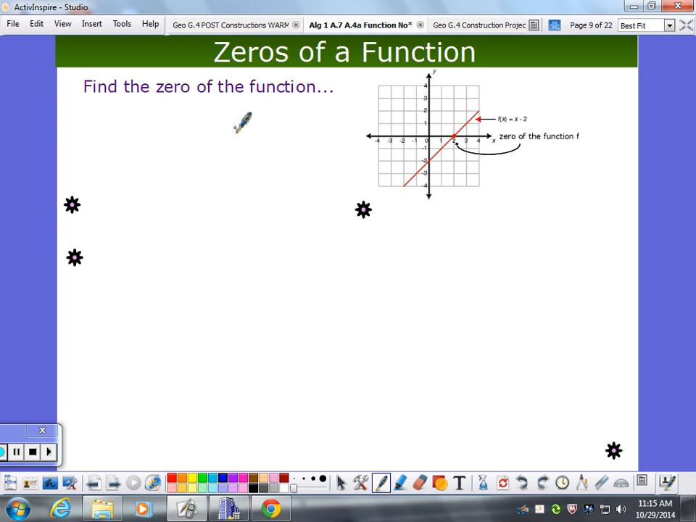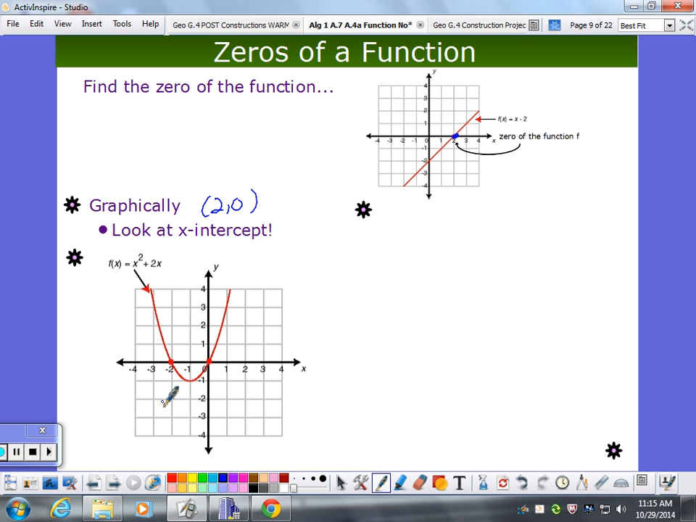Okay, let's find the zeros of the function. You just look at it, right? Look at a graph and look for an x-intercept and you found the 0 of the function. So this one is 2, 0. What are the zeros of the function here? What are the zeros or where are they? Yeah, Connor? This one has 2 places. So this one has zeros of -2 and 0. This one just has 1 and -2. You're looking at the x-intercepts.